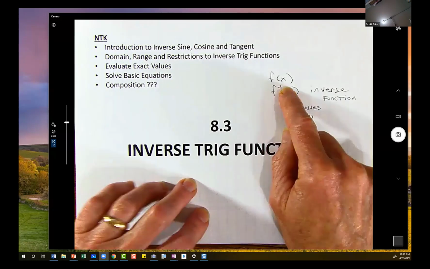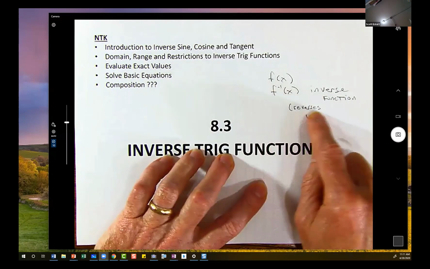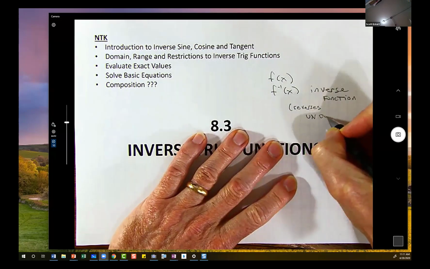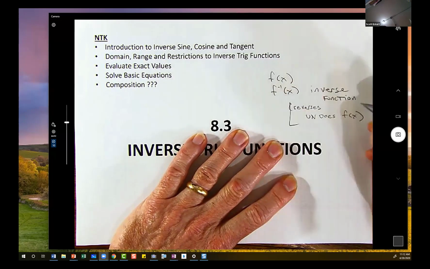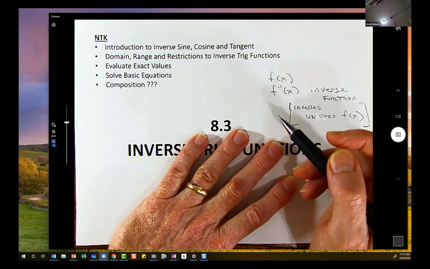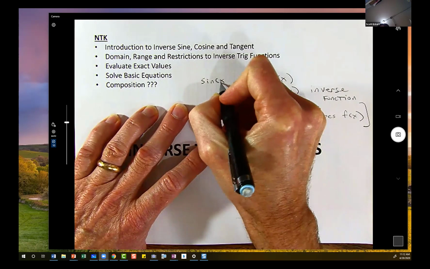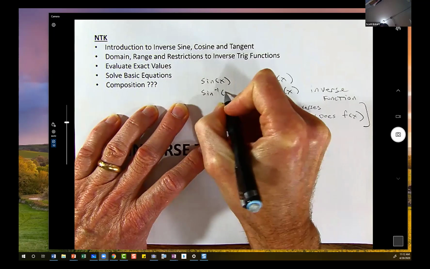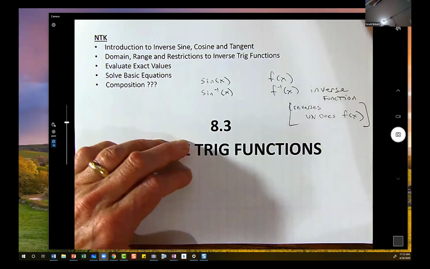And we were talking about functions. I was talking about functions and I was talking about the inverse function. So the inverse function is something that reverses or undoes f of x. So that's the focus of the inverse function. It's not the reciprocal. So when we look at sine, that's our function. Today we're going to look at sine inverse. That's our inverse function.